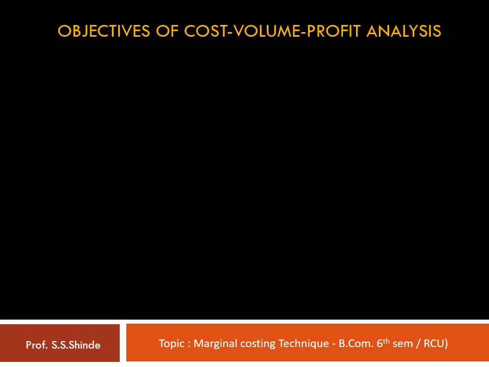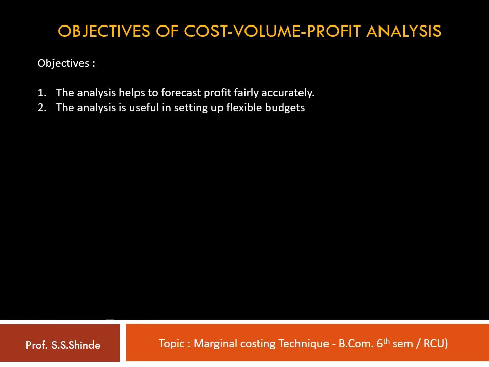After we have understood what cost volume profit analysis means, let's now look into the objectives of cost volume profit analysis. We may also call it trying to understand the advantages of cost volume profit analysis. The first objective is the analysis helps to forecast profit fairly accurately. 2. The analysis is useful in setting up flexible budgets. 3. It assists in performance evaluation for the purpose of control.